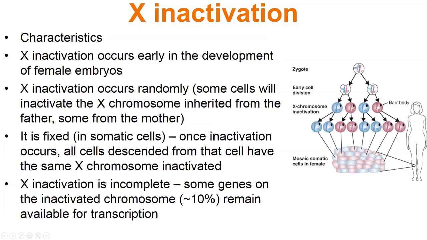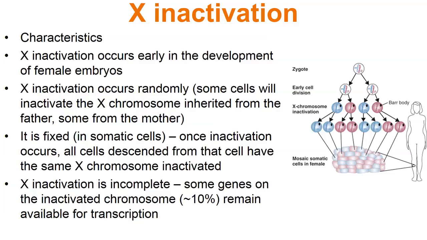It is fixed in somatic cells. So once that X inactivation occurs, every cell from that lineage is now going to have that same X chromosome shut off. And it occurs, I should have said this earlier, very early in development. So it doesn't occur at the one cell stage, but it occurs early in development. I think it occurs somewhere around the 100 cell stage, somewhere in that neighborhood.